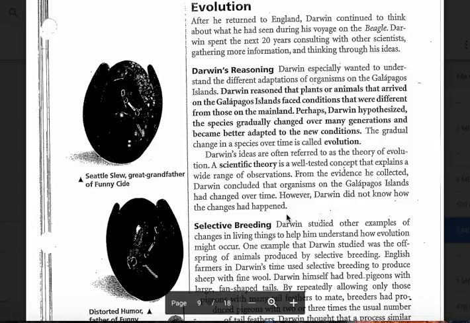Darwin's ideas are often referred to as the theory of evolution. A scientific theory is a well-tested concept that explains a wide range of observations. From the evidence he collected, Darwin concluded that organisms on the Galapagos Islands had changed over time. However, Darwin did not know how the changes had happened.